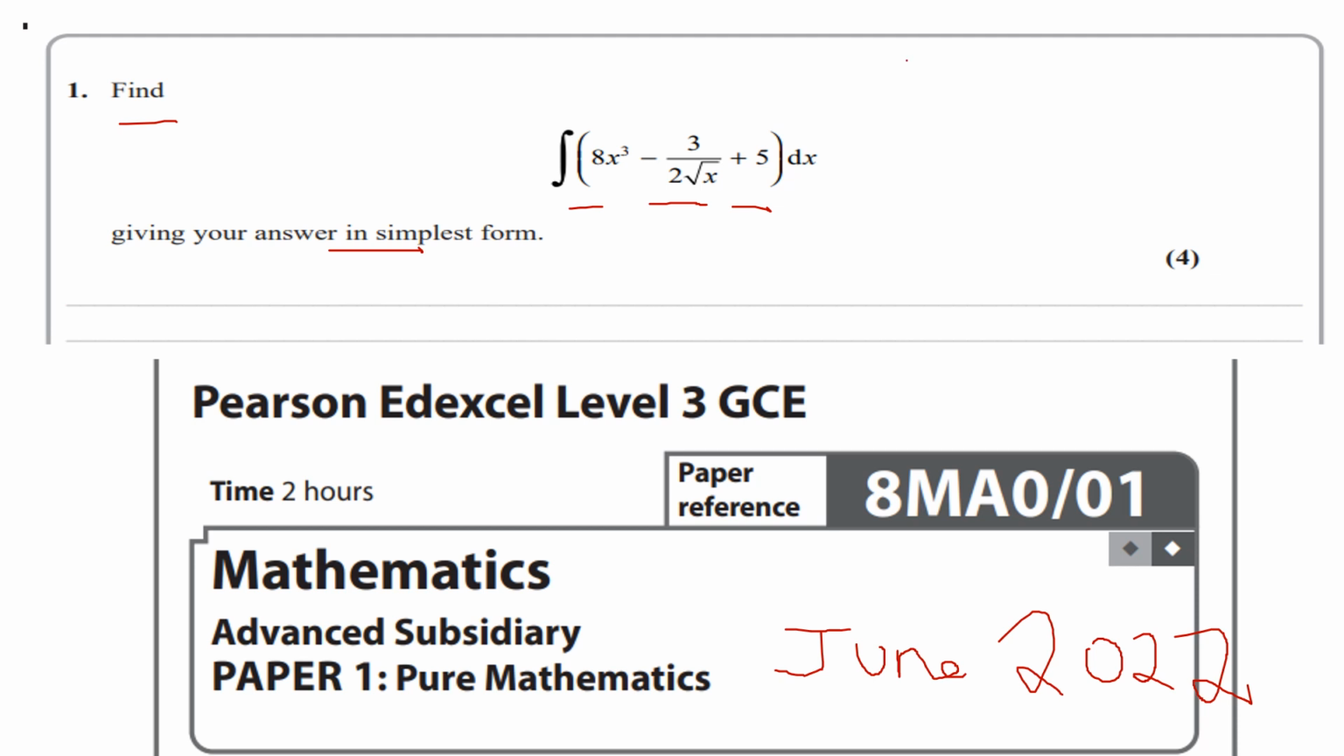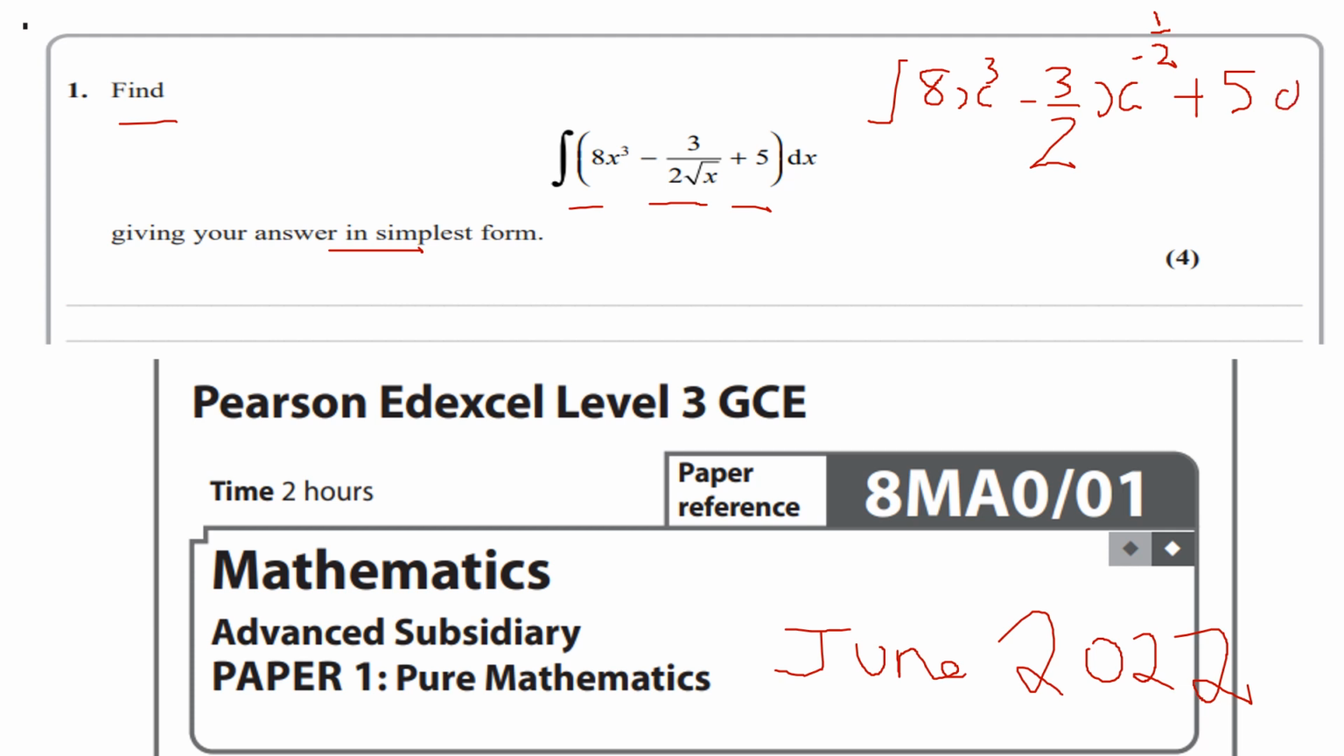So this one I can leave the same. I'm going to have the integral of 8x cubed, that will stay the same. The 5 will stay the same. However, the 3 over 2 root x, I can write as 3 halves x to the power of negative half. Remember, 1 over root x is the same as x to the power of minus a half. The half means square root, and the negative power is the inverse, the reciprocal, from GCSE maths, plus 5 dx.